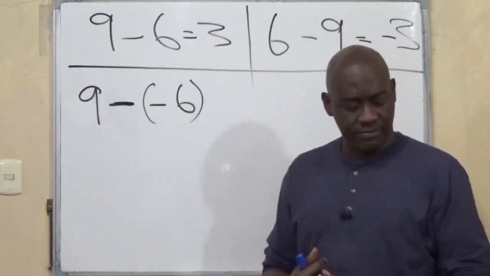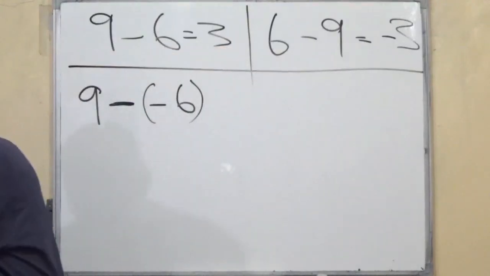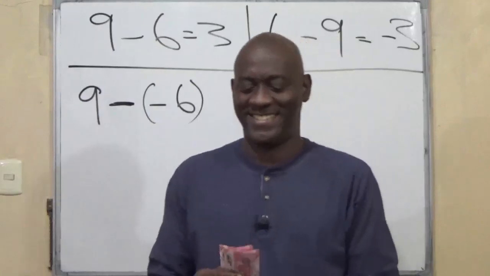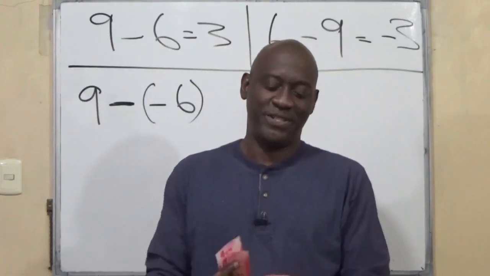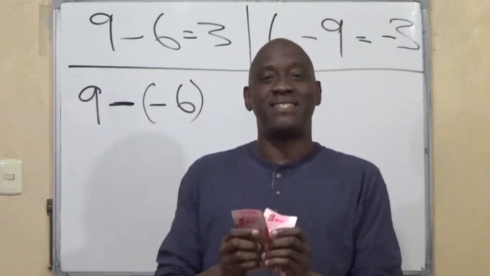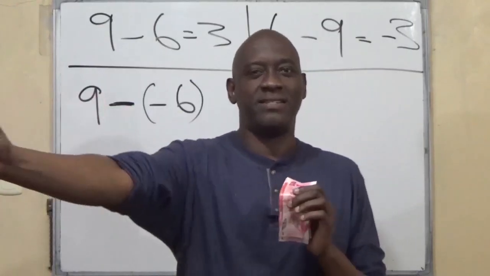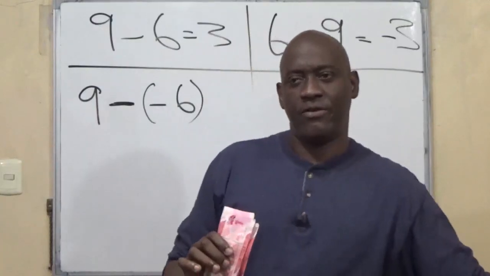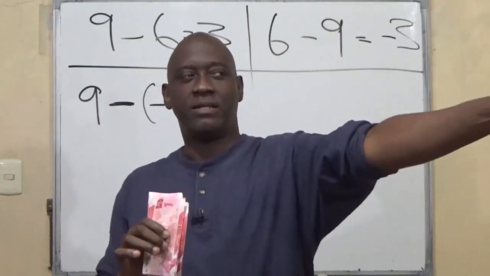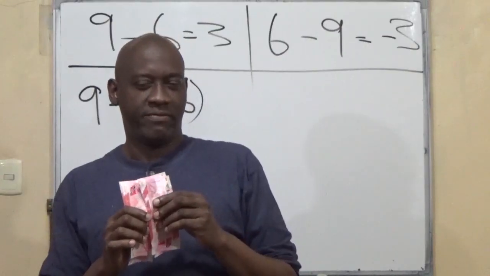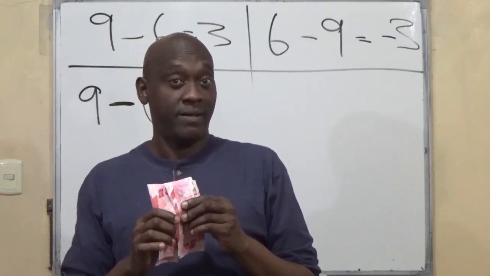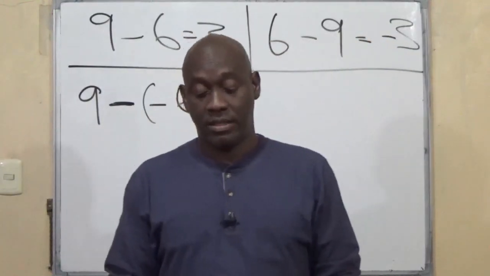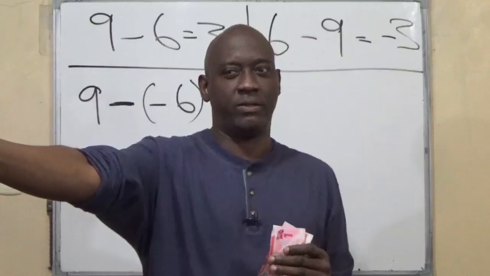So instead of, let me demonstrate it with the money. So instead of, you have $9 here. Instead of $6 leaving the $9 that you already have, you reverse the scenario and now we have $6 coming into the $9 you have. See what I did? Let me do it again. 9 plus minus 6 means that $6 is leaving the account.